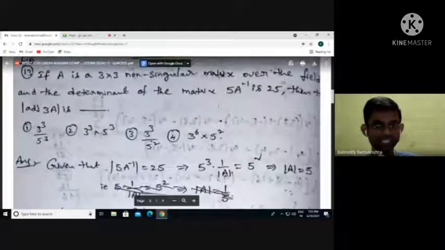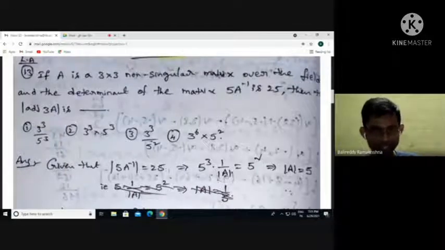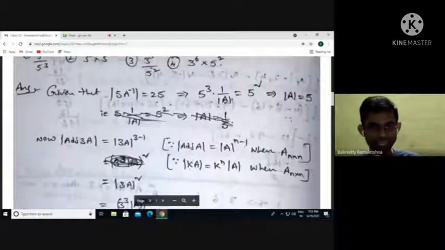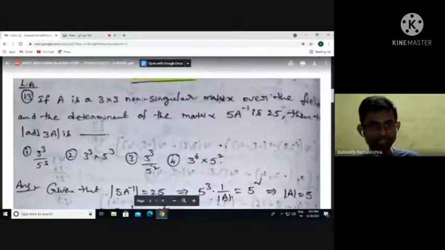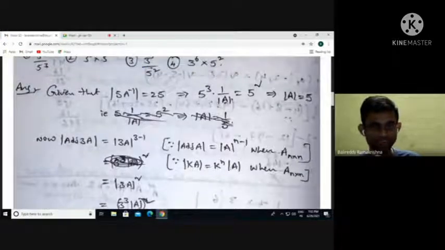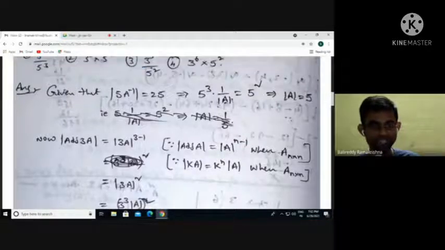And here it is given that the determinant of the matrix 5A inverse is 25. That is, the determinant of 5A inverse is equal to 25. This determinant can be written using the property of determinant of KA, because K is a scalar. In place of K we have 5, and given that capital A is a 3 by 3 matrix, n is equal to 3. So the determinant of KA is K power n into determinant of A. In place of A we have A inverse.